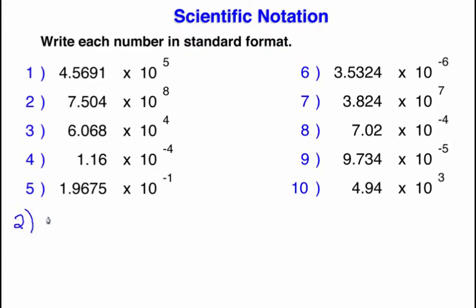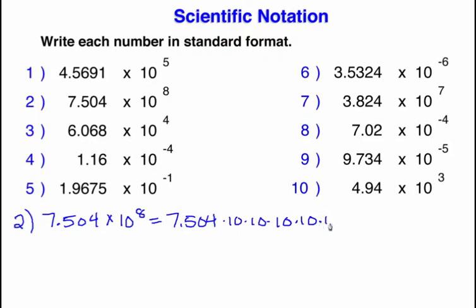So let's try another example here. Number 2 says 7.504 times 10 to the 8th, and we know that means 7.504 times 10 times 10 times 10 times 10 times 10 times 10 times 10 times 10. I think I wrote 8 tens there. 1, 2, 3, 4, 5, 6, 7, 8. Good. And every time that we multiply by 10, it means that we move the decimal place to the right one place. So I take 7.504 and move the decimal place 8 times.